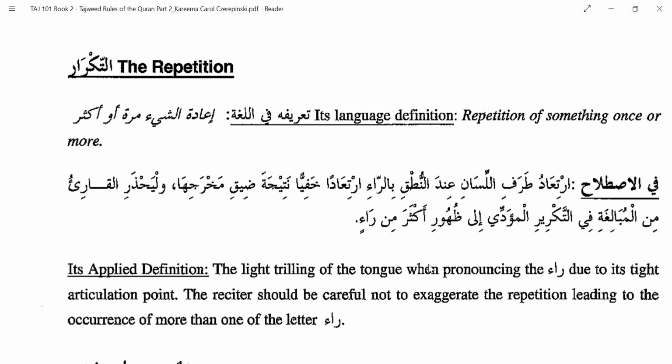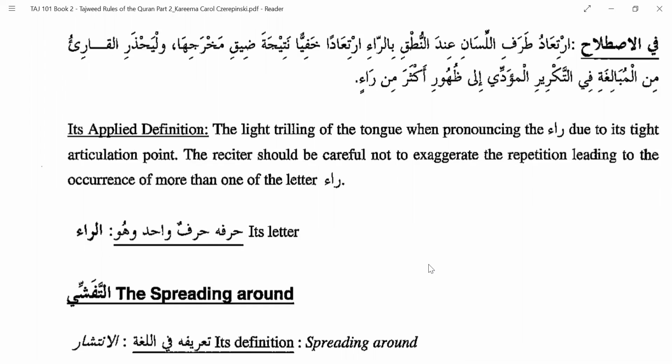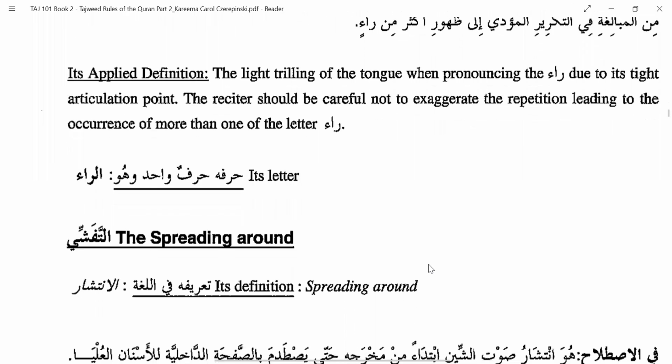The reciter should be careful not to exaggerate the repetition leading to the occurrence of more than one letter ra. When you say r, this is like 4 or 5 ras I just now said. So you should not have that. There should be just light trilling. You should keep a small gap so that the sound escapes. There is only one letter here. حرفه means its letter is حرف واحد وهو الراء. There's only one letter and that is ra.